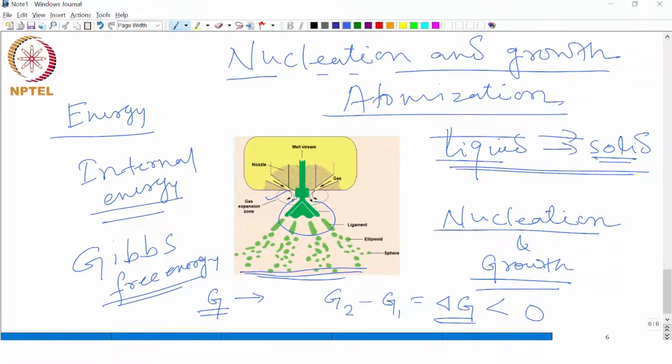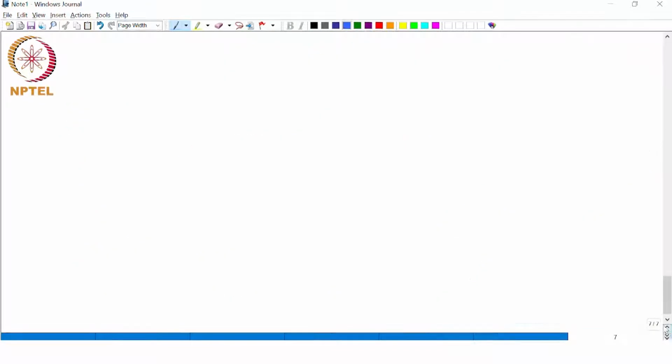Okay. So, as far as the liquid to solid transformation is concerned, this free energy change can be explained with the help of a diagram like this, where you have the free energy on the y axis and temperature on the x axis.